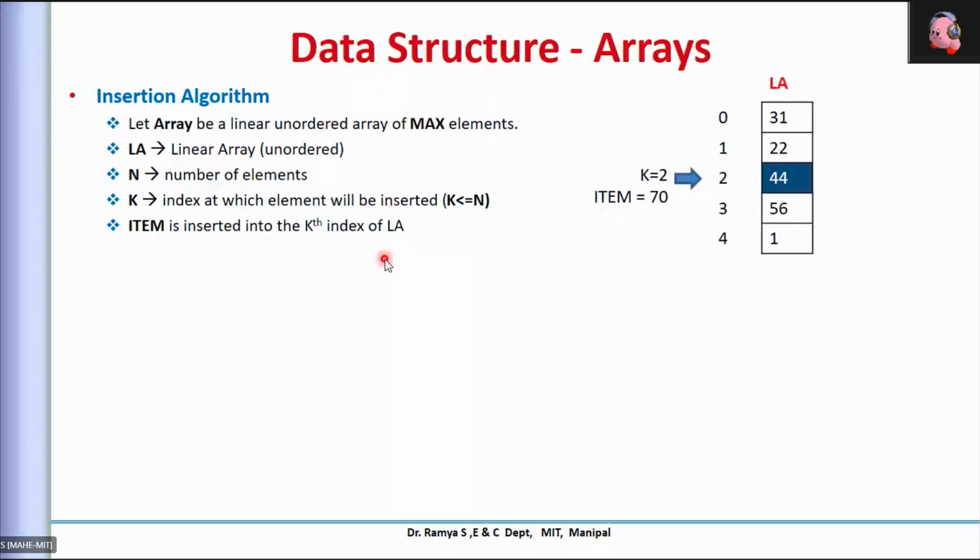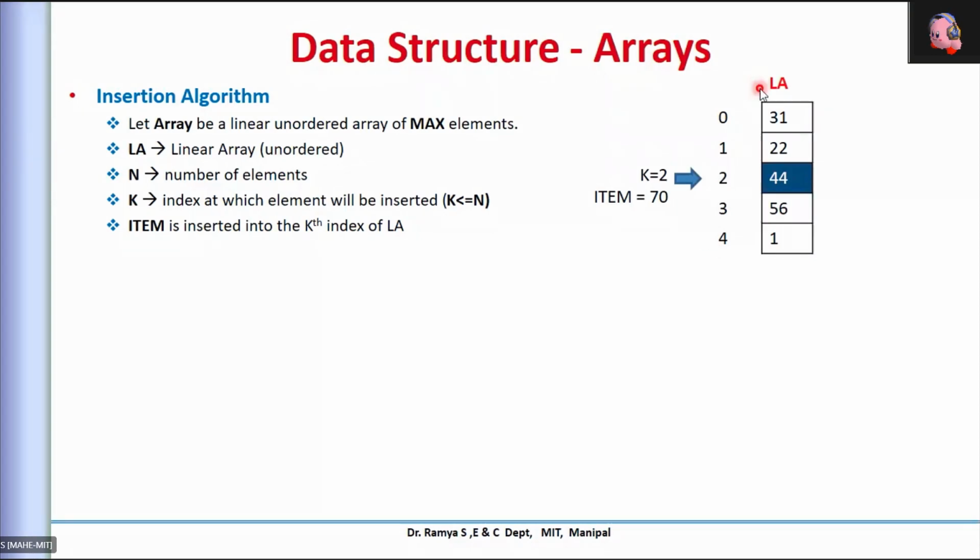Let me take one example. This is an unordered linear array I have taken, and this is the index of that array. At the zeroth position, 31 is stored, and at the fourth position it is 1. So the number of elements is 5. The index starts from 0, so it ends at 4.